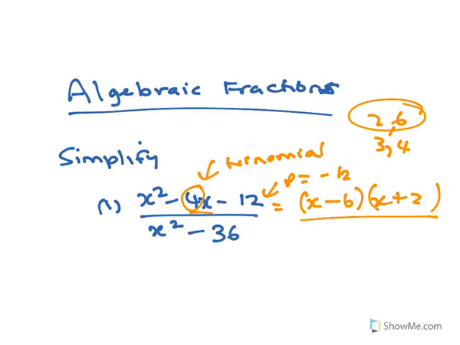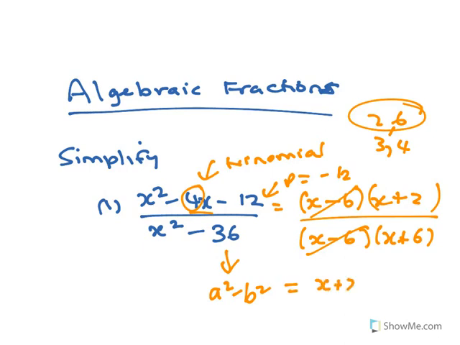Now on the bottom, that's the difference of two squares, a squared minus b squared. So it's going to be x minus 6, x plus 6. So these can then cancel, and you end up with x plus 2 and x plus 6.